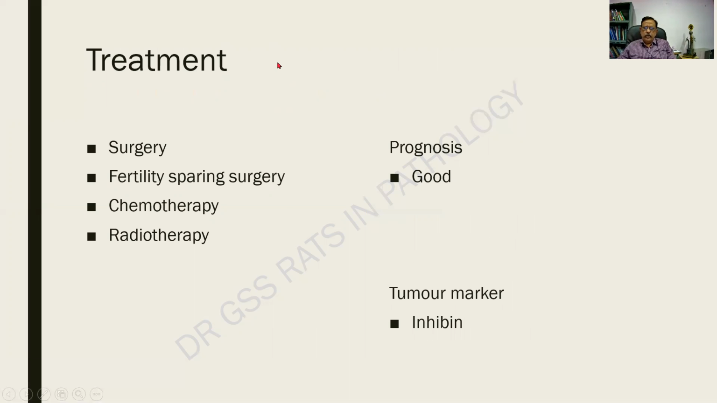The treatment for a granulosa cell tumor is surgery. Remove the tumor. But then, what will you do if the patient is very young? They do what is called a fertility sparing surgery. Remove the bulk of the tumor and leave behind the normal tissue. Chemotherapy and radiotherapy are supplementary treatments. The prognosis is generally good and the tumor marker is inhibin. Please remember this. This has been asked as questions. Classify the tumors of the ovary and describe the granulosa cell tumor. And students generally omit these as it is in the latter half and pay the penalty.